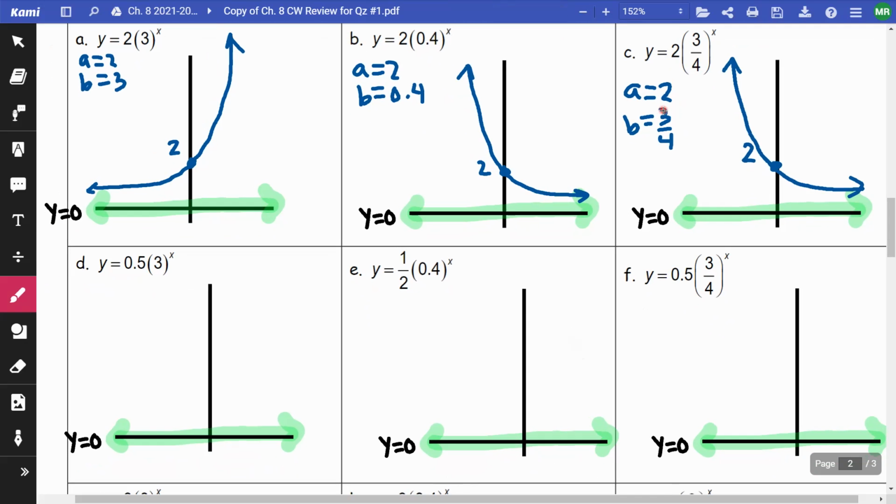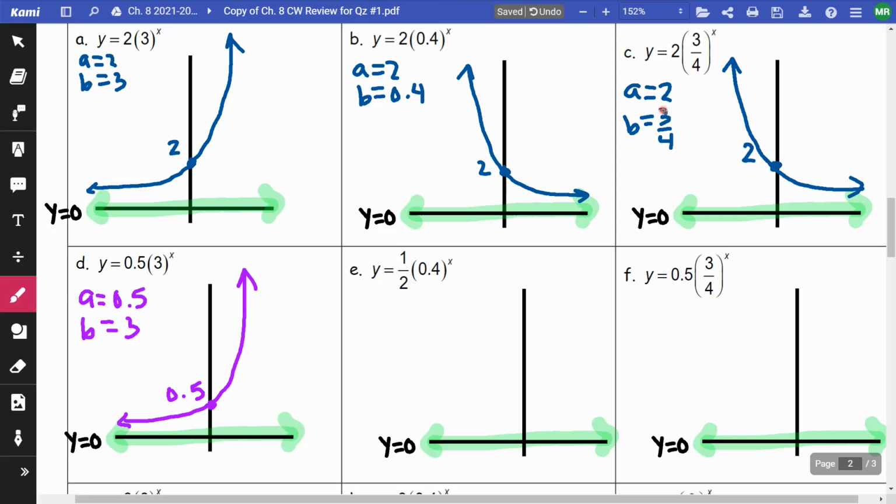Okay, on the next one, let's do these in a different color. For these ones, my A in this case is 0.5. So I'm going to be starting at 0.5. Just put a point at 0.5. That's my y-intercept. My B is 3. That is greater than 1. So that means that this is going to be increasing.